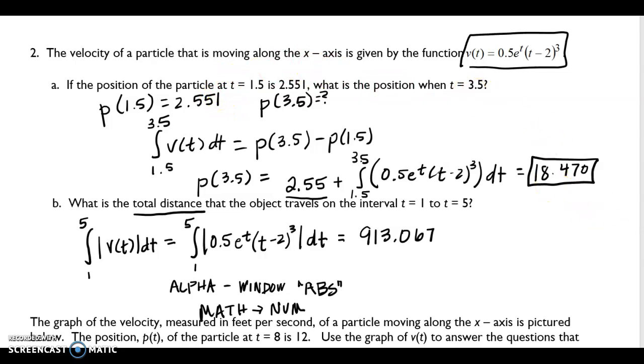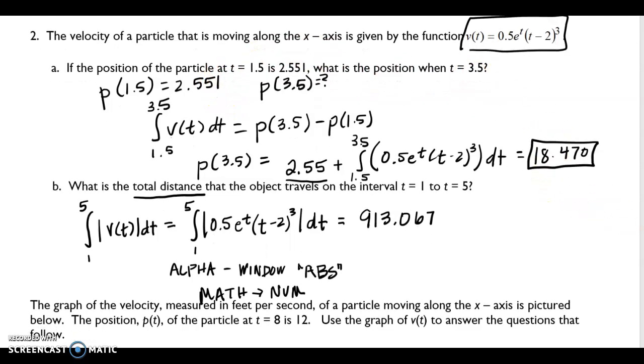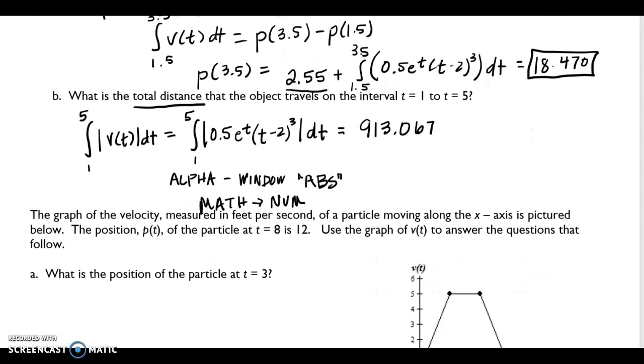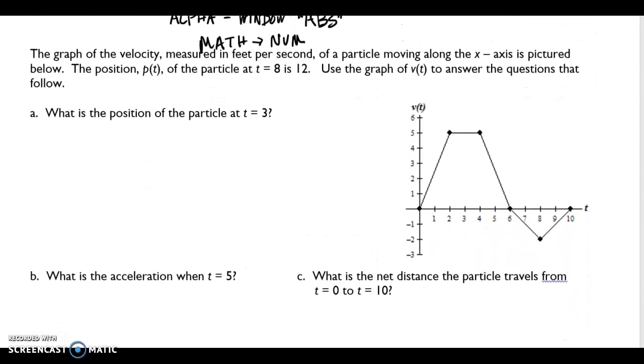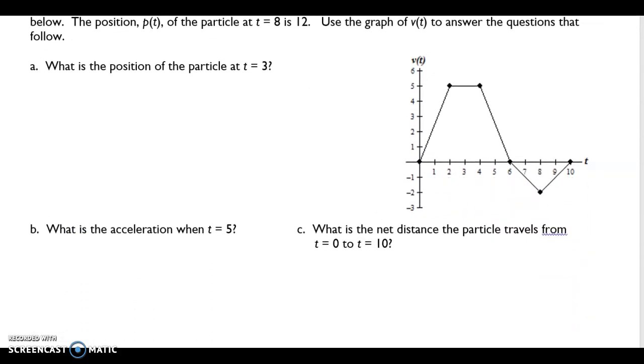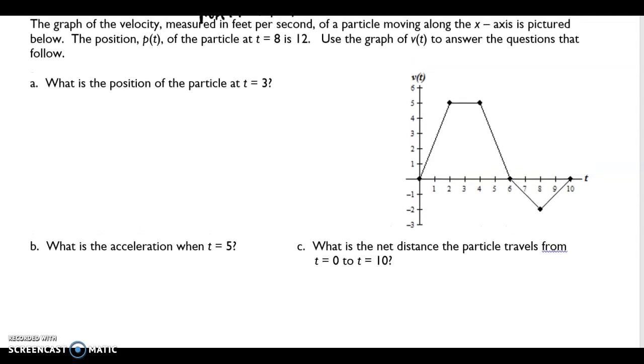All right, let's go on to a graphical example now, instead of these algebraic examples. In this next example, we have a graph of velocity measured in feet per second. So we see these units, we're going to probably use that. Of a particle along the x-axis. We know the position of the particle at 8 is 12. Go ahead and write that as an equation when you read that in the problem. And we've got this graph of v of t.